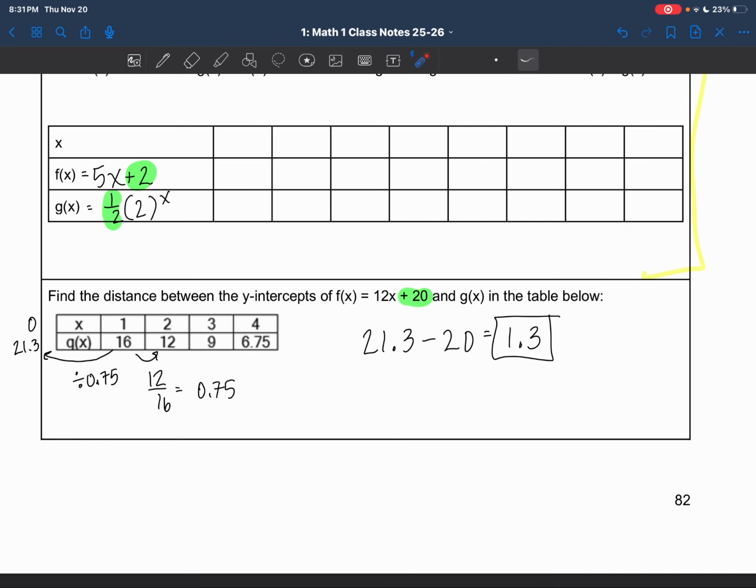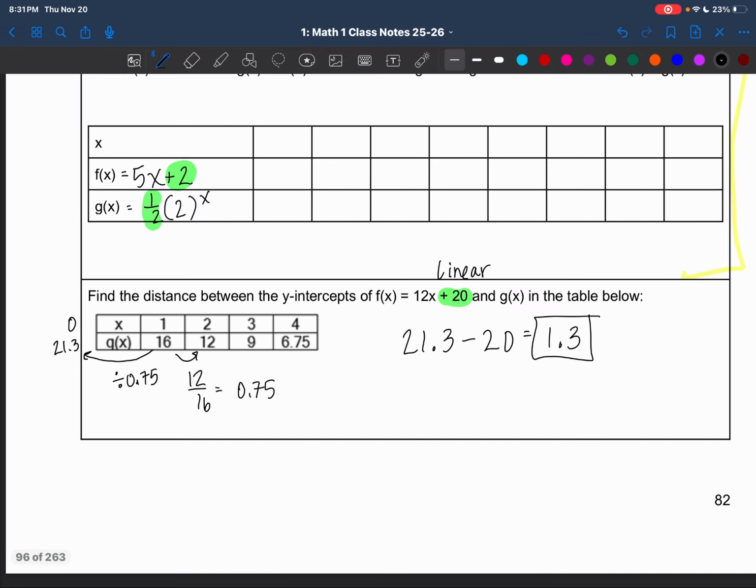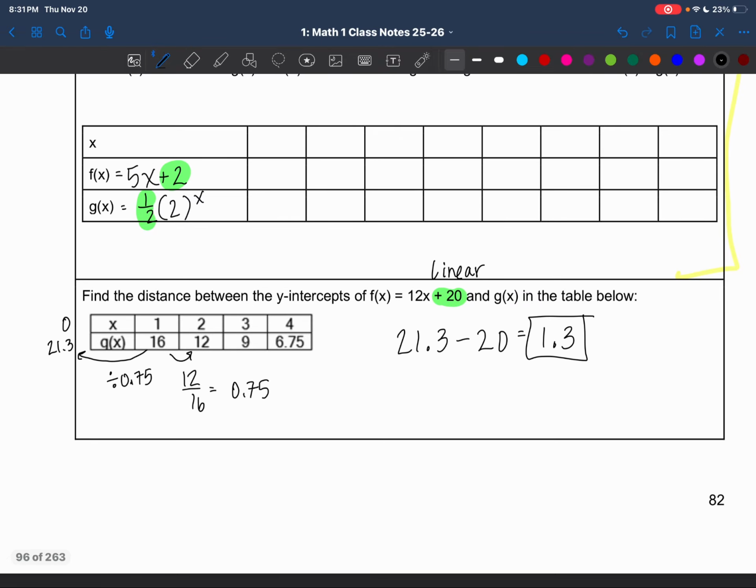All right, now let's go down here. It says find the distance between the y-intercepts of f of x, which is 12x plus 20, and g of x, which is this table. So this right here is linear because it's y equals mx plus b. And g of x is actually exponential. I'll just write it over here.